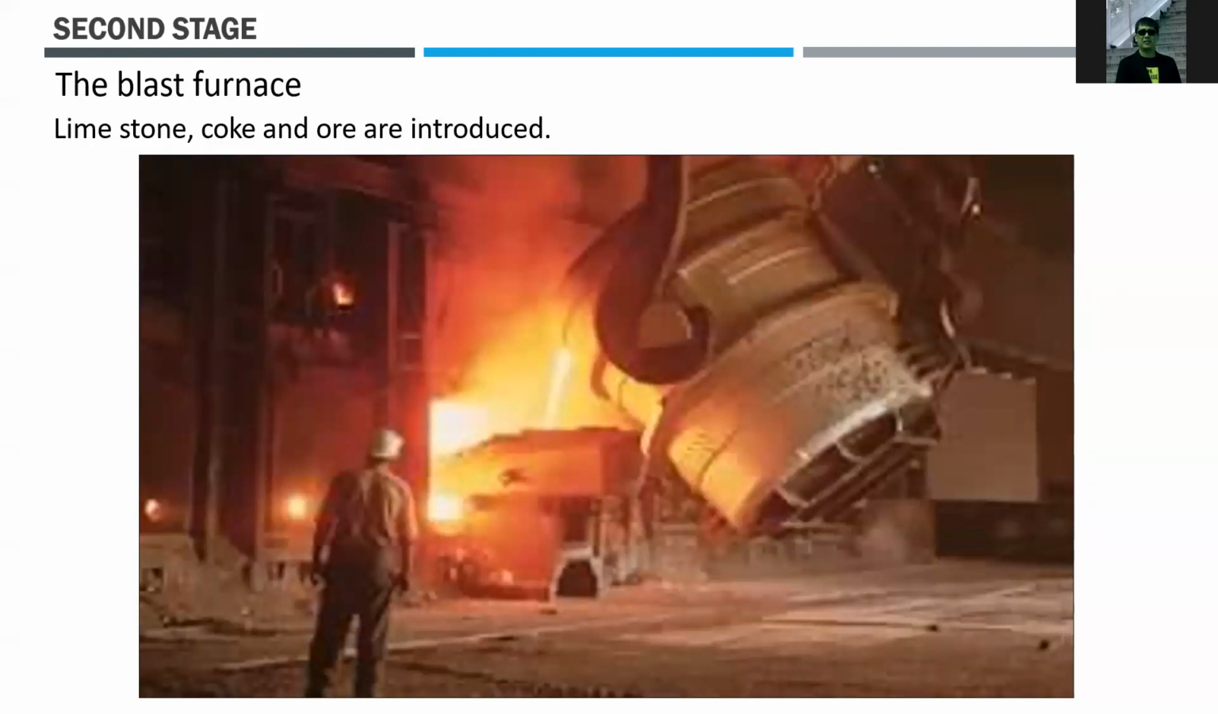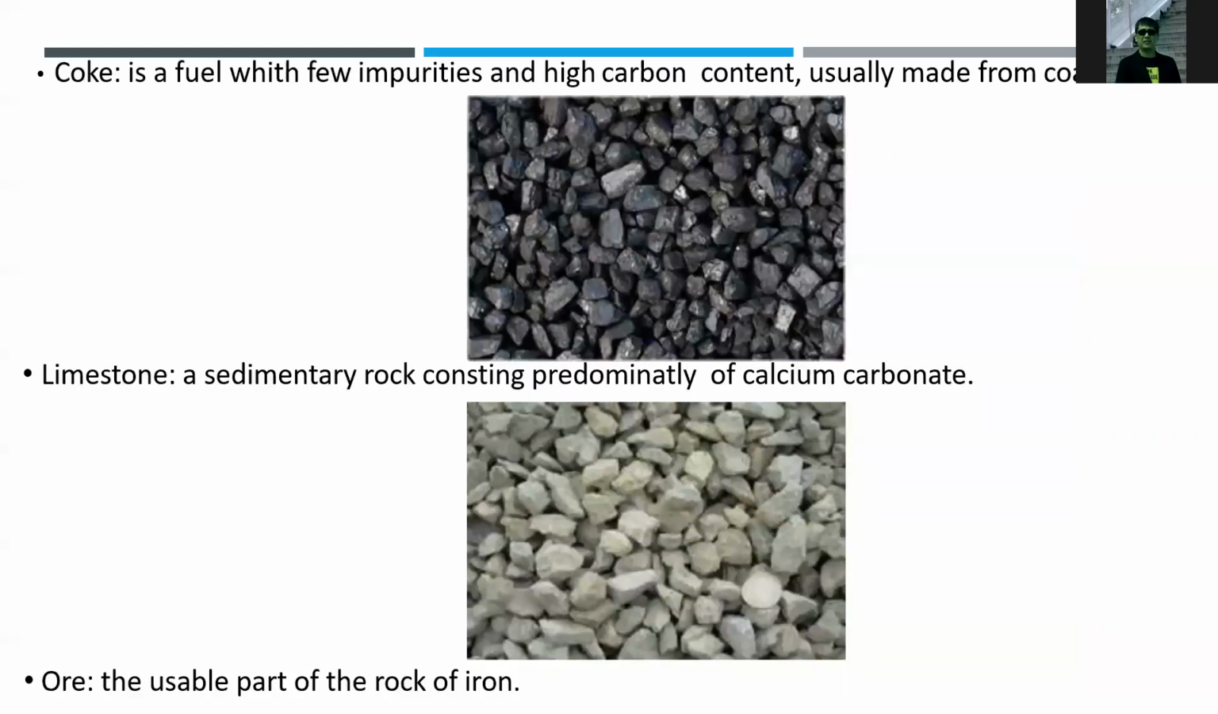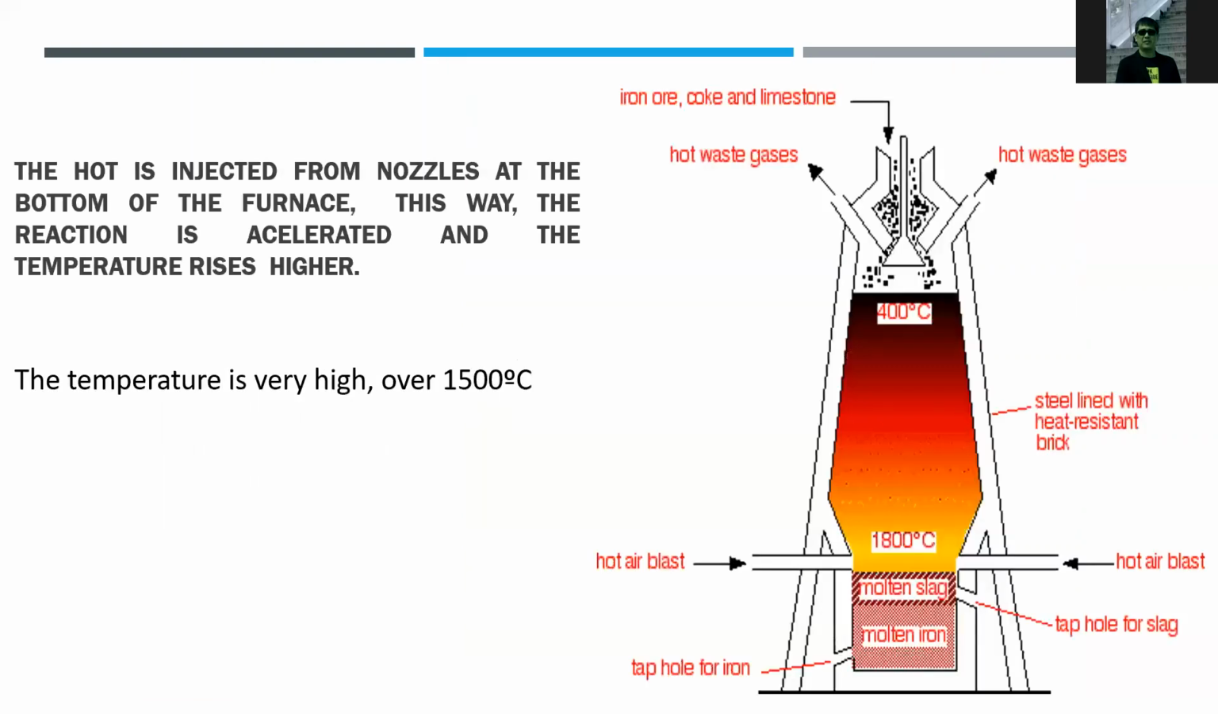It is mixed with the limestone, coke, and the ore, which is what we processed before. The coke is the fuel, with few impurities and high carbon content, usually made from coal. Then limestone is a sedimentary rock consisting predominantly of calcium carbonate, and the other product is the iron ore. This is the figure showing how it is put into a blast furnace.